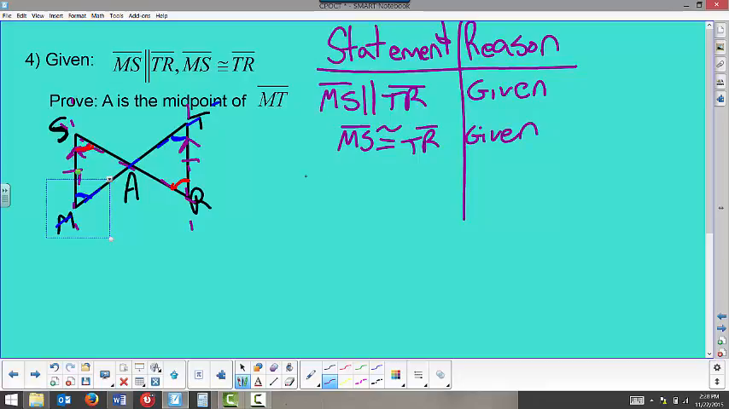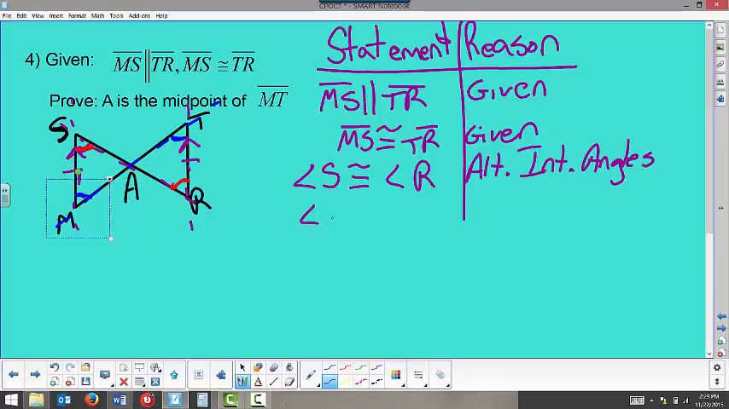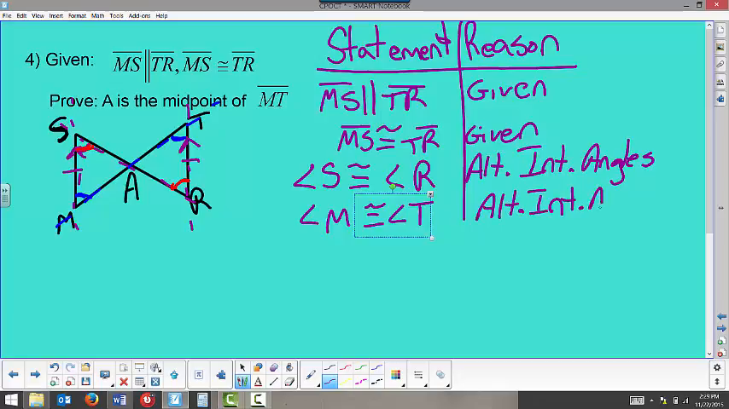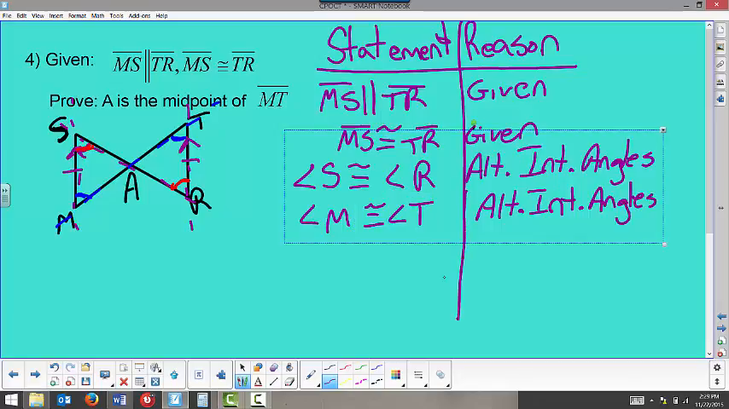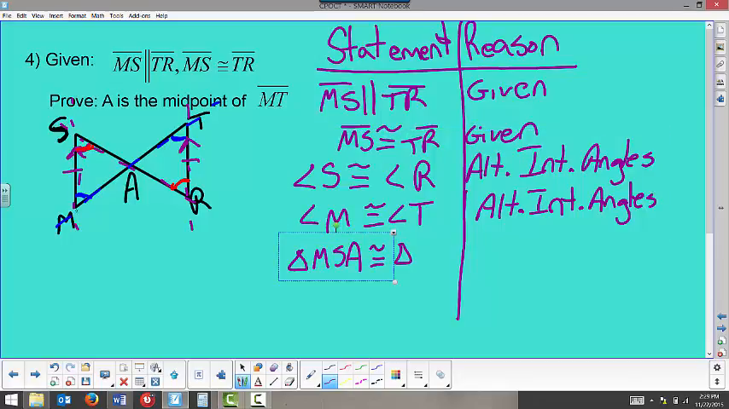And then from this first given statement, I have that angle S is congruent to angle R by alternate interior angles. And I also know that angle M is congruent to angle T by the same reason. Then I can say that the two triangles are congruent. So triangle MSA is congruent to triangle, and again, I have to stay consistent in my order. So I started with the blue angle M, so I'm going to start with the blue angle up here, that'd be T, then RA. And the reason for that is angle-side-angle congruence.